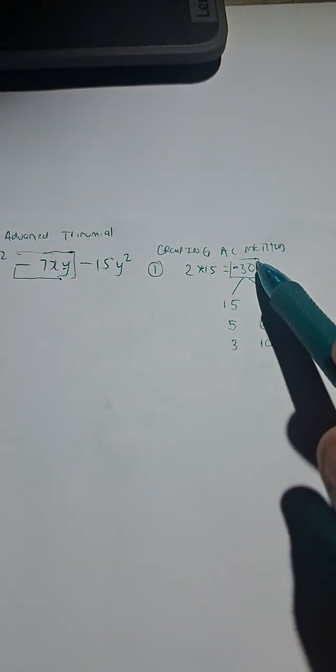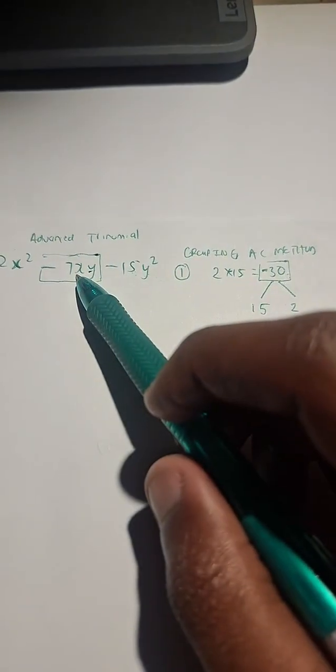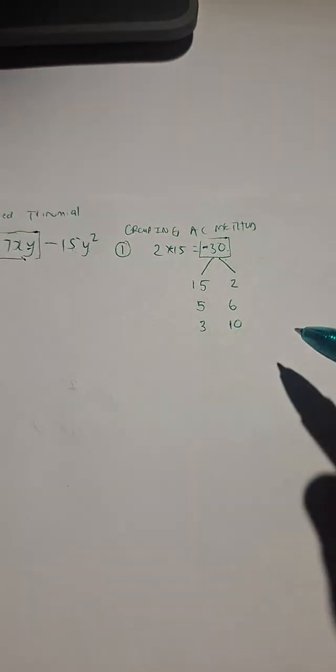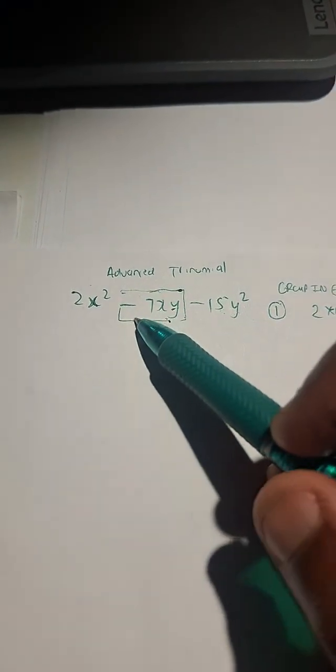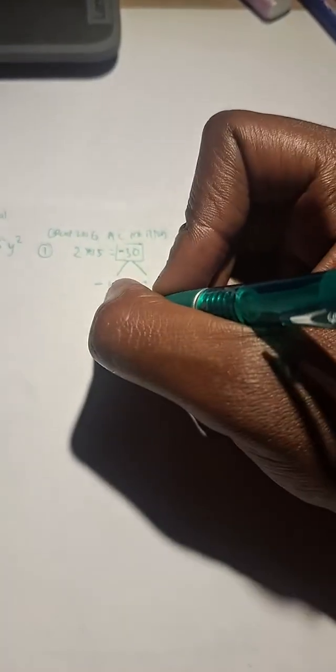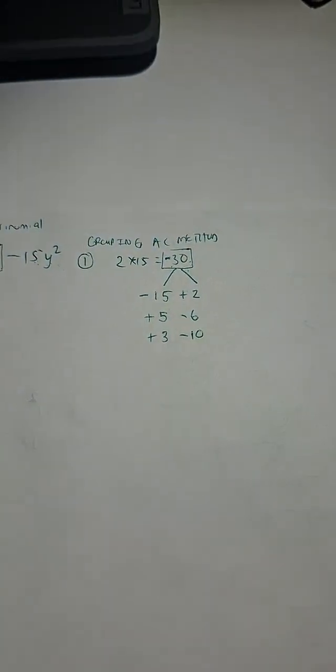Factors of 30 which, when I add them together, give me negative 7. Since this is a negative sign and I'm seeing a negative number at the end, that means my biggest number needs to be negative. All my big numbers here need to be negative, but my small numbers need to be positive for each factor.